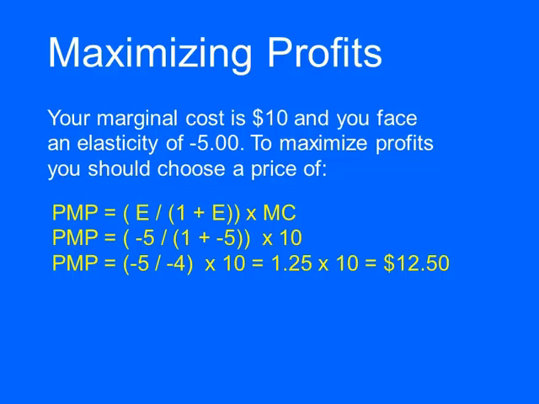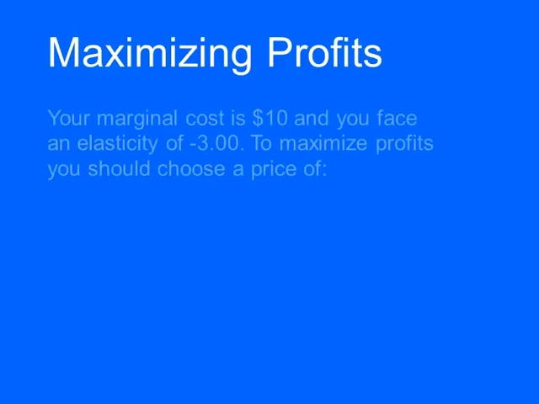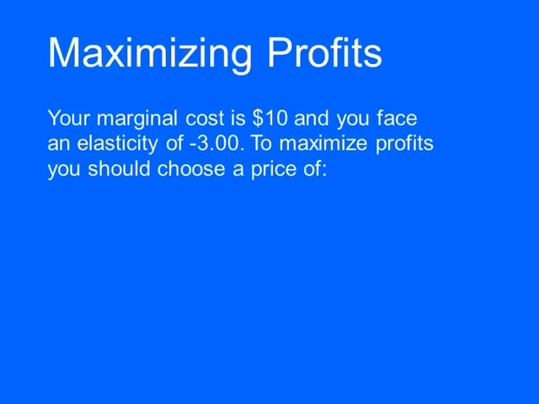So let's look at another example with the profit maximizing price. We have our marginal cost, $10. You face an elasticity now of -3. To maximize profits, you should choose a price of what? Again, we have our formula. Just be careful, plug and chug, and you'll be absolutely fine.